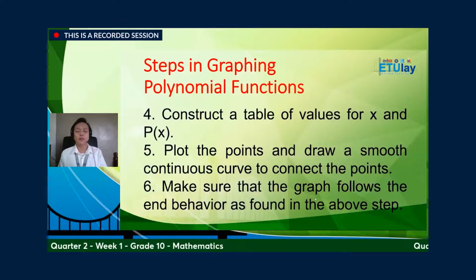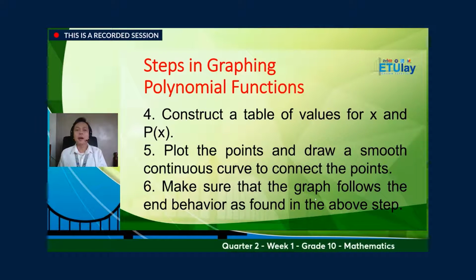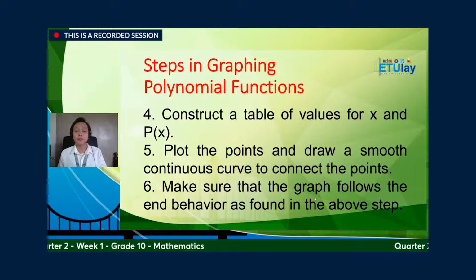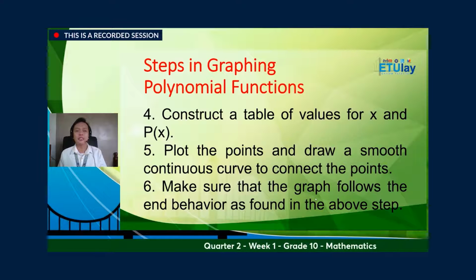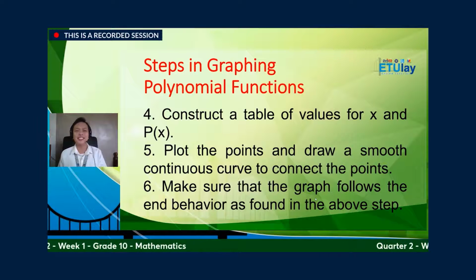Step number 4. Construct a table of values for x and p of x. Step number 5. Plot the points and draw a smooth continuous curve to connect the points. And step number 6. Make sure that the graph follows the end behavior as found in the above step. For us to fully understand how to graph a polynomial function, let us watch this video.